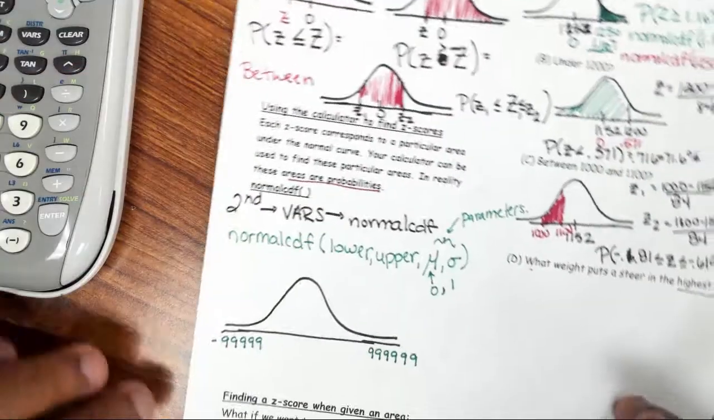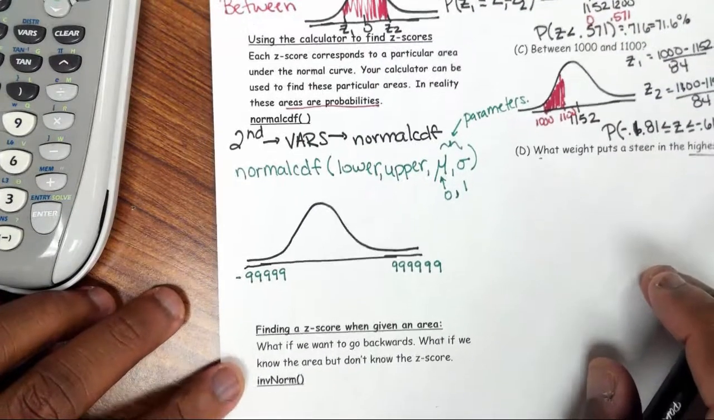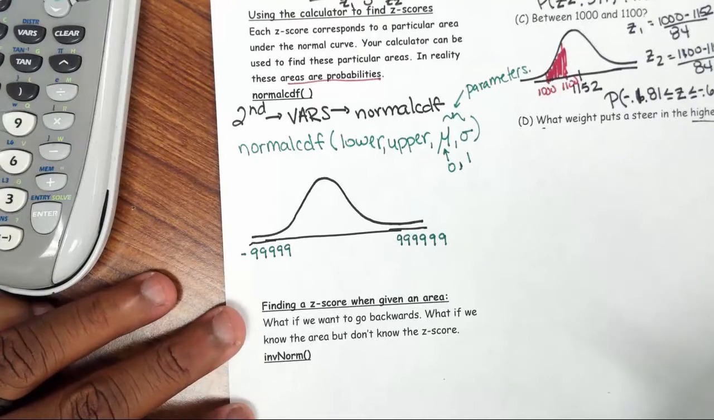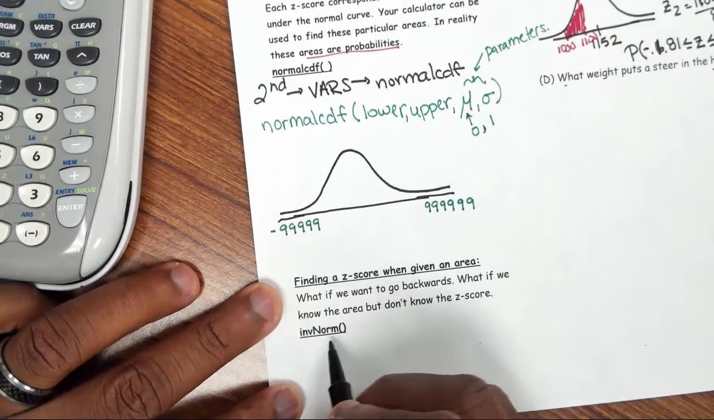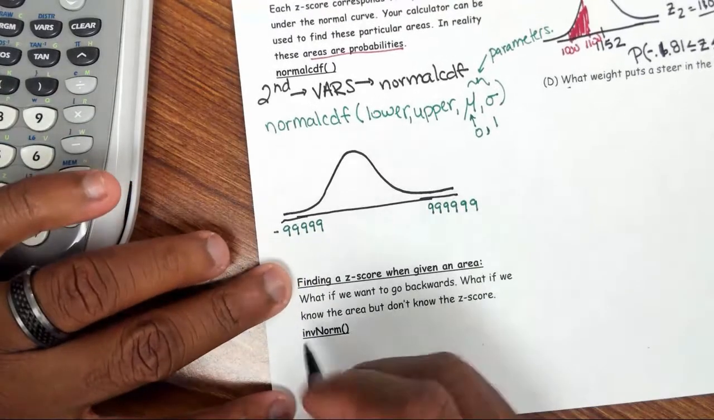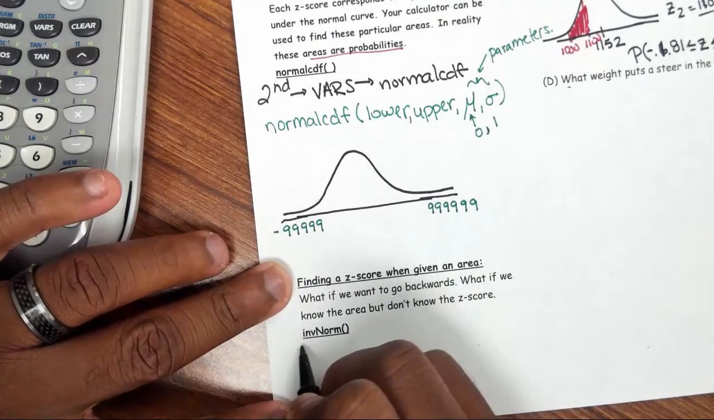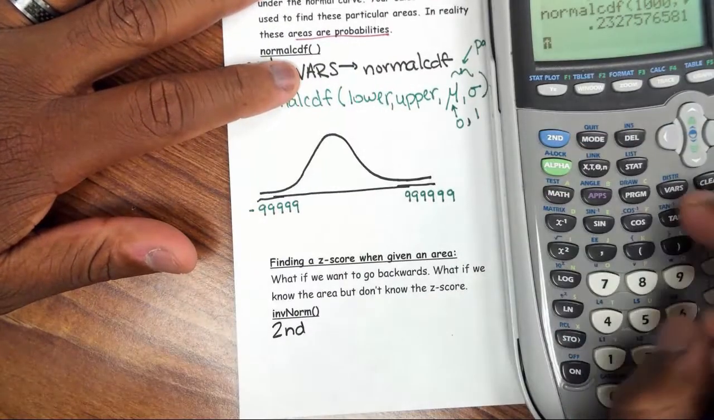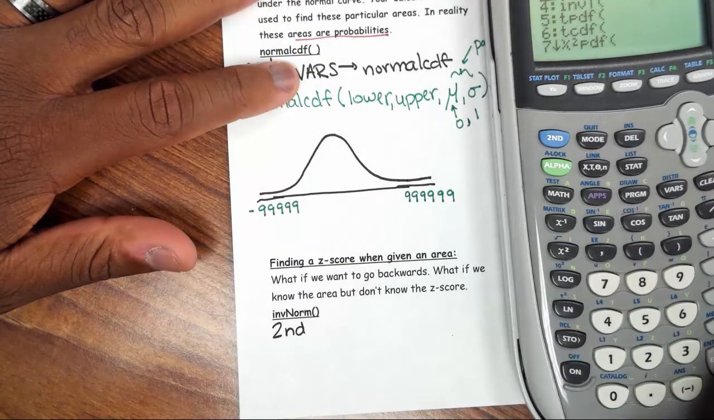When we do that, we're going to look at this bottom part right here. Finding a z-score when given an area. So we're given the area, which is 5%. You're going to use a different formula called the inverse norm. Inverse meaning you're going backwards from it. To get there, you go second, vars again. You have inverse norm, which is number 3.